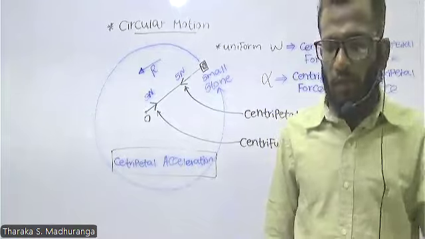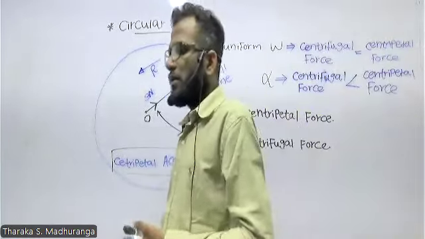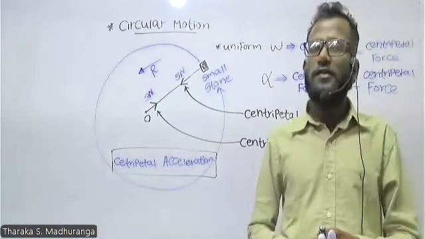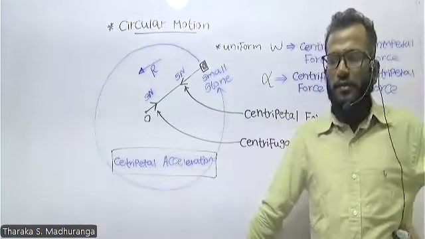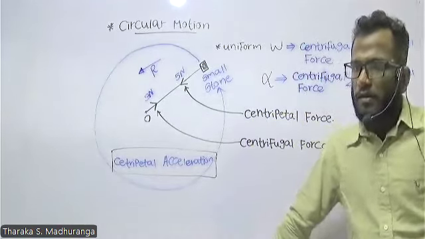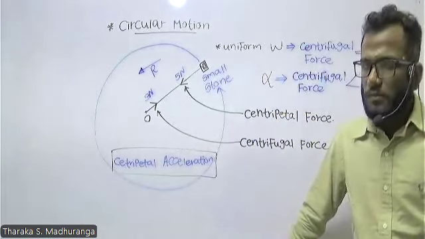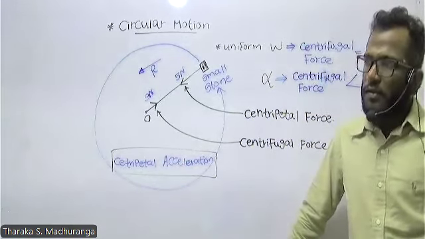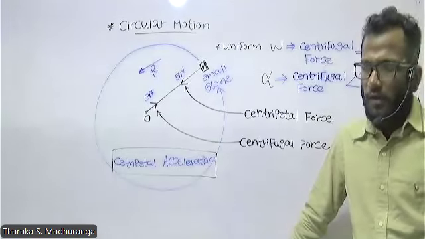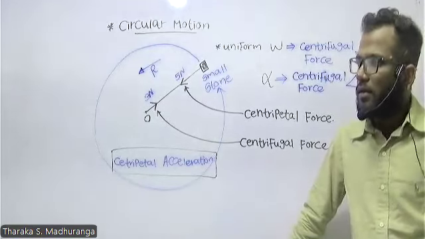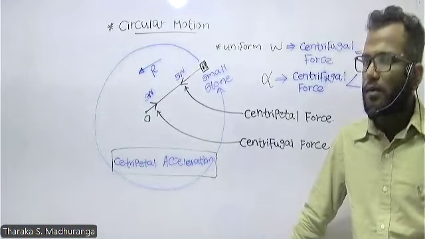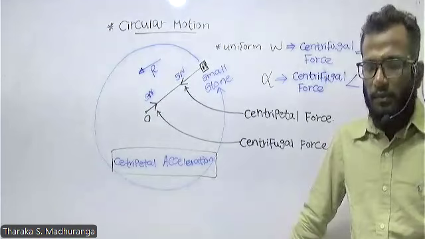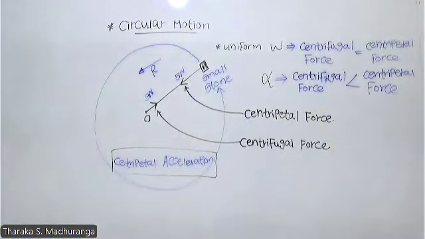Okay, write down with a star mark. If any circular motion object is rotating with uniform angular velocity, the centrifugal force is equal to the centripetal force acting on this object.